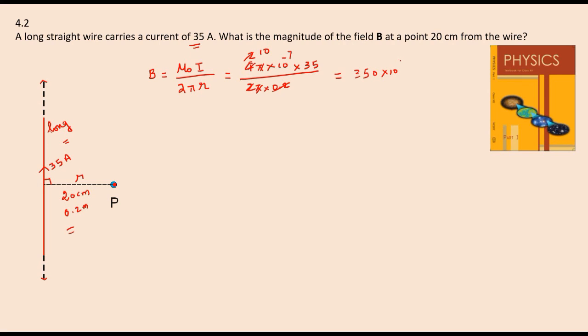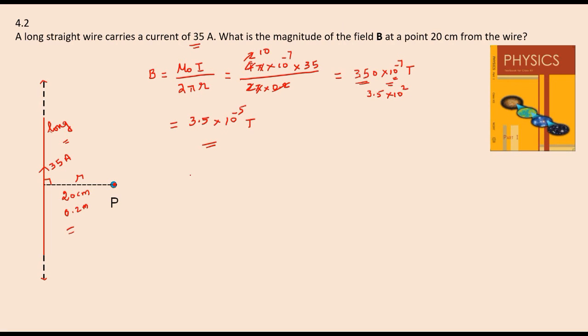So 350 into 10 to the power of minus 7 Tesla, of course, which can be written as 3.5 into 10 power 2, right? So the 10 power 2 can be joined with this 10 power minus 7. So here you will get this as 10 to the power of minus 5 Tesla. Is it clear?